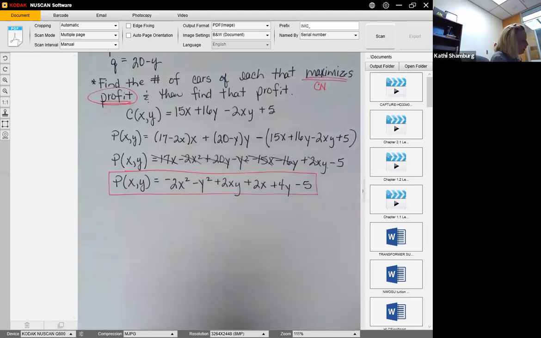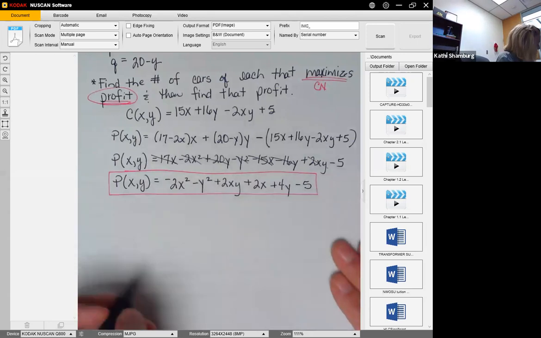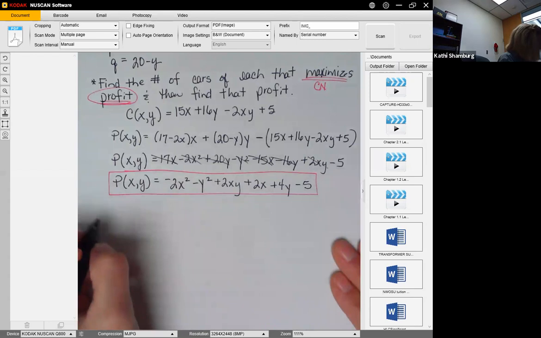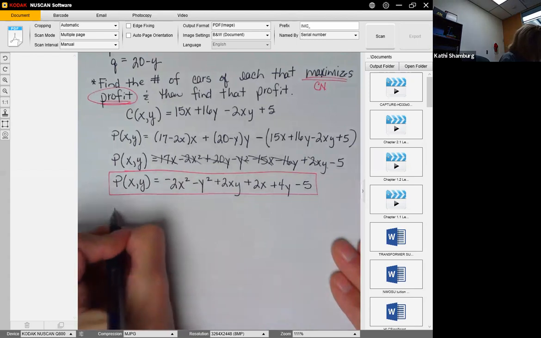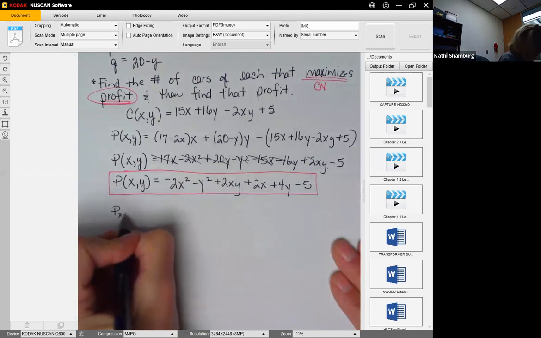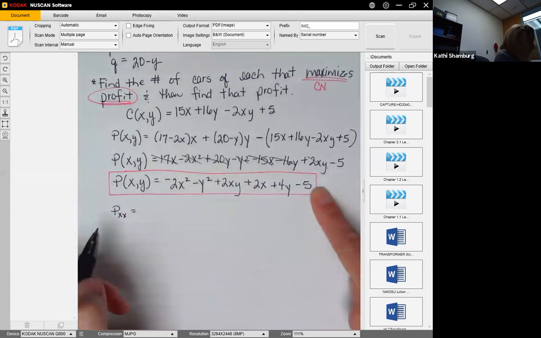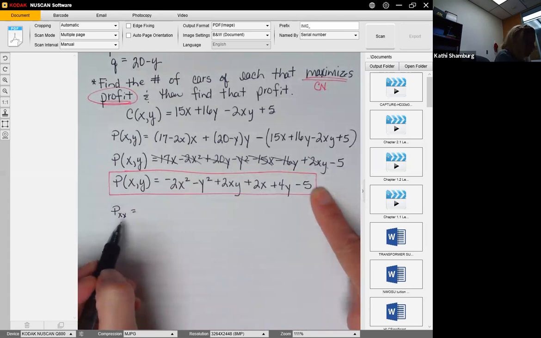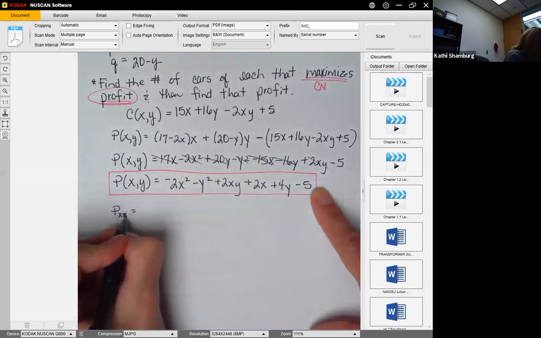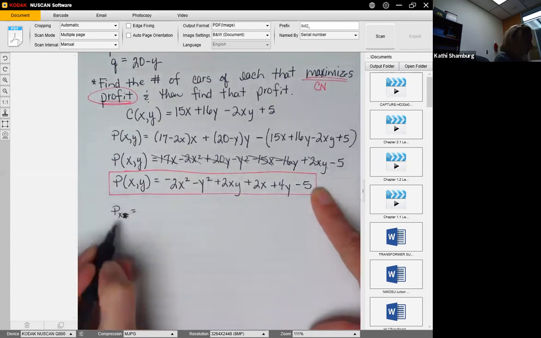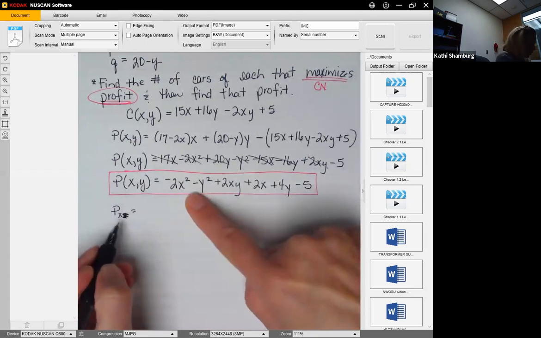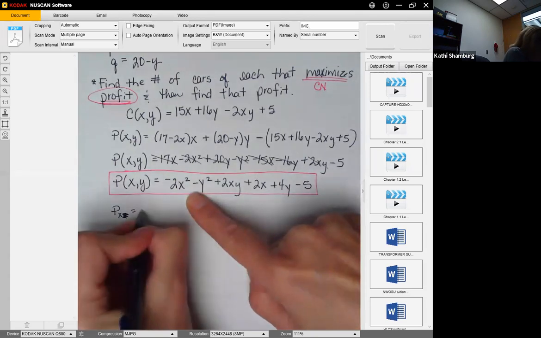Okay, so now we're going to maximize this. So now we need our critical numbers. In order to find my critical numbers, I'm going to find P_x. So I'm going to take this and find the first derivative with respect, whoops, what am I doing? I'm not doing the second derivative. With respect to x, this would be negative 4x.